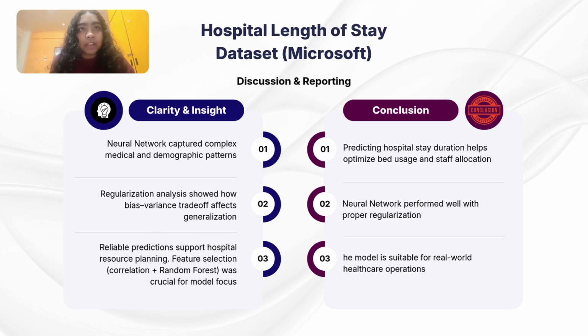Finally, for the hospital length of stay dataset, the neural network successfully captured complex relationships in patient data. Feature selection techniques like correlation and random forest importance were essential for focusing the model on the right variables. Regularization helped balance bias and variance, making the predictions more reliable. The model could help hospitals manage bed and staff more efficiently. Overall, all three datasets show how machine learning can support real-world healthcare decision making.